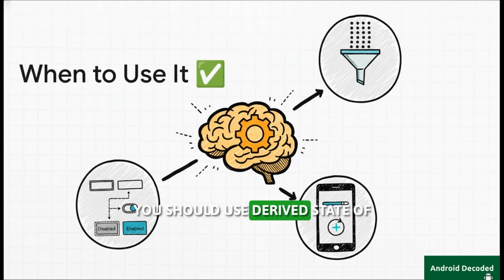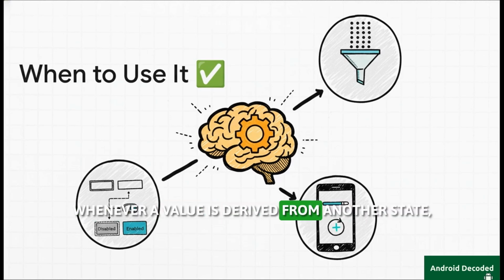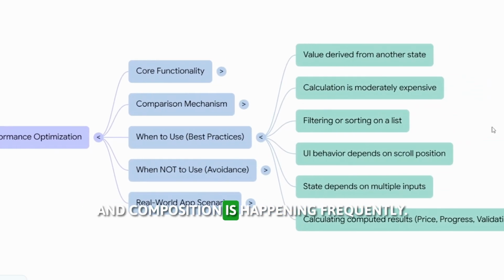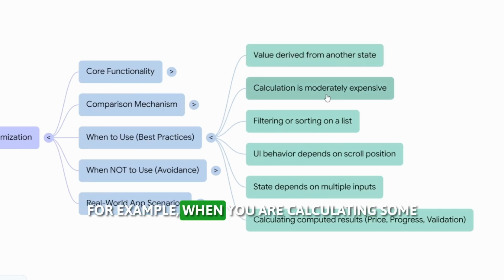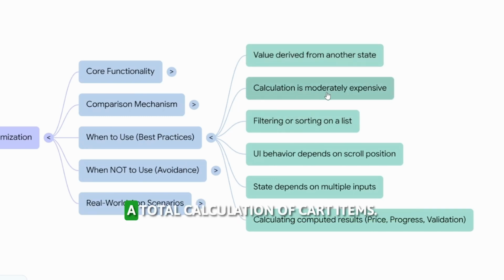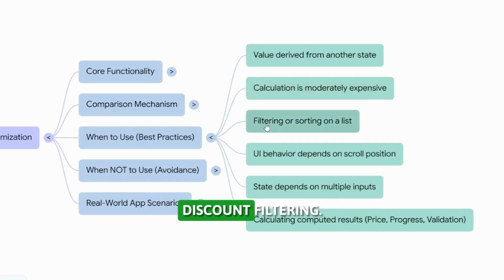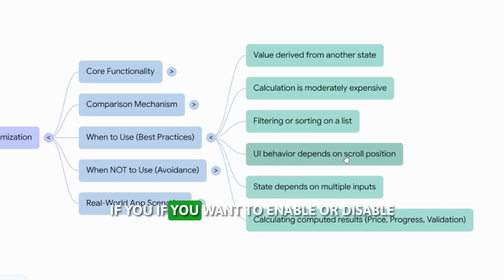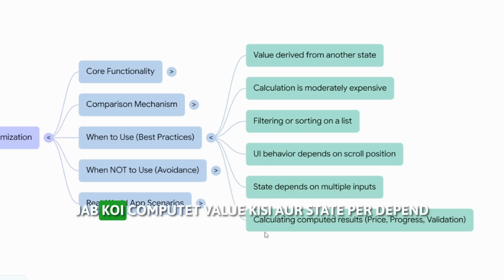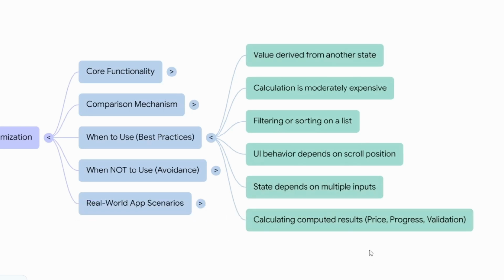You should use derivedStateOf whenever a value is derived from another state and composition is happening frequently. For example, when you are calculating the total of a cart, items, discount, filtering, sorting. Or if you want to enable or disable, make visible or invisible, some elements on the UI based on scroll, etc. मतलब जब कोई कंप्यूटेड वैल्यू किसी और स्टेट पर डिपेंड करती है वहाँ पर derivedStateOf बेस्ट चॉइस होता है.